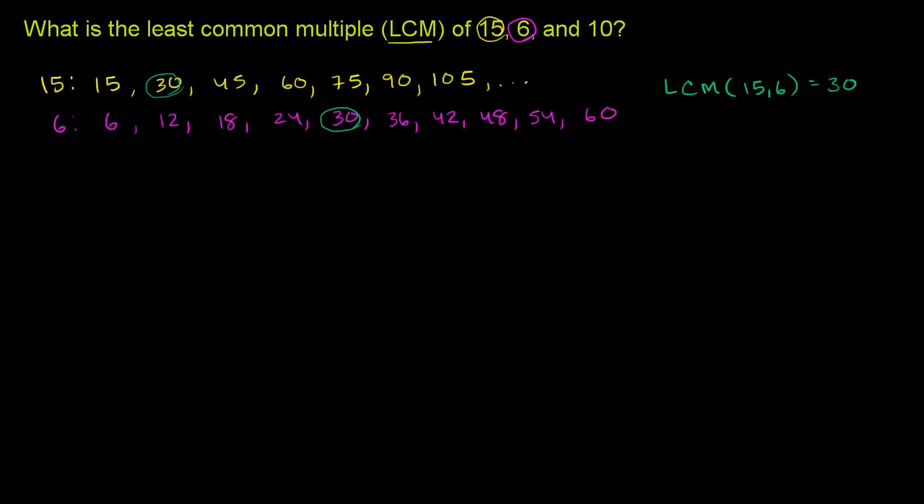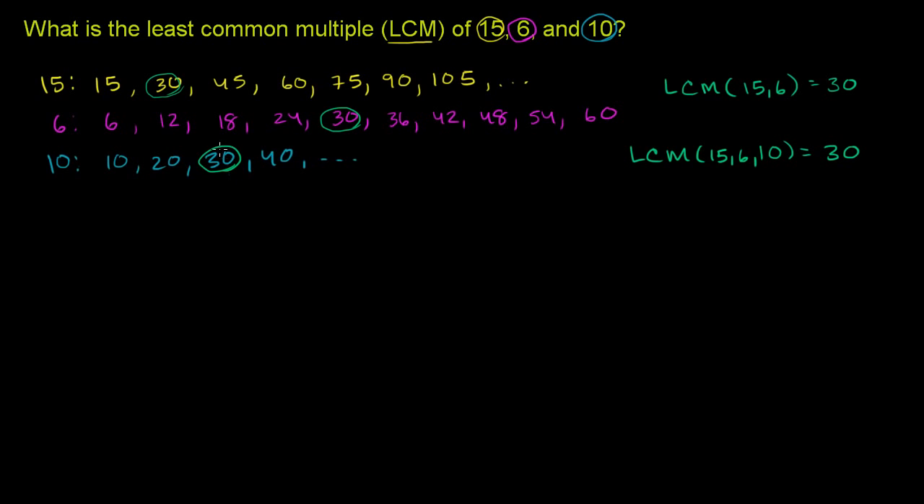So let's bring the 10 in there, and I think you already see where this is going. Let's do the multiples of 10. They're 10, 20, 30, 40. Well, we already went far enough because we already got to 30. And 30 is a common multiple. 30 is a common multiple of 15 and 6. And it's the smallest common multiple of all of them. So the LCM of 15, 6, and 10 is equal to 30.